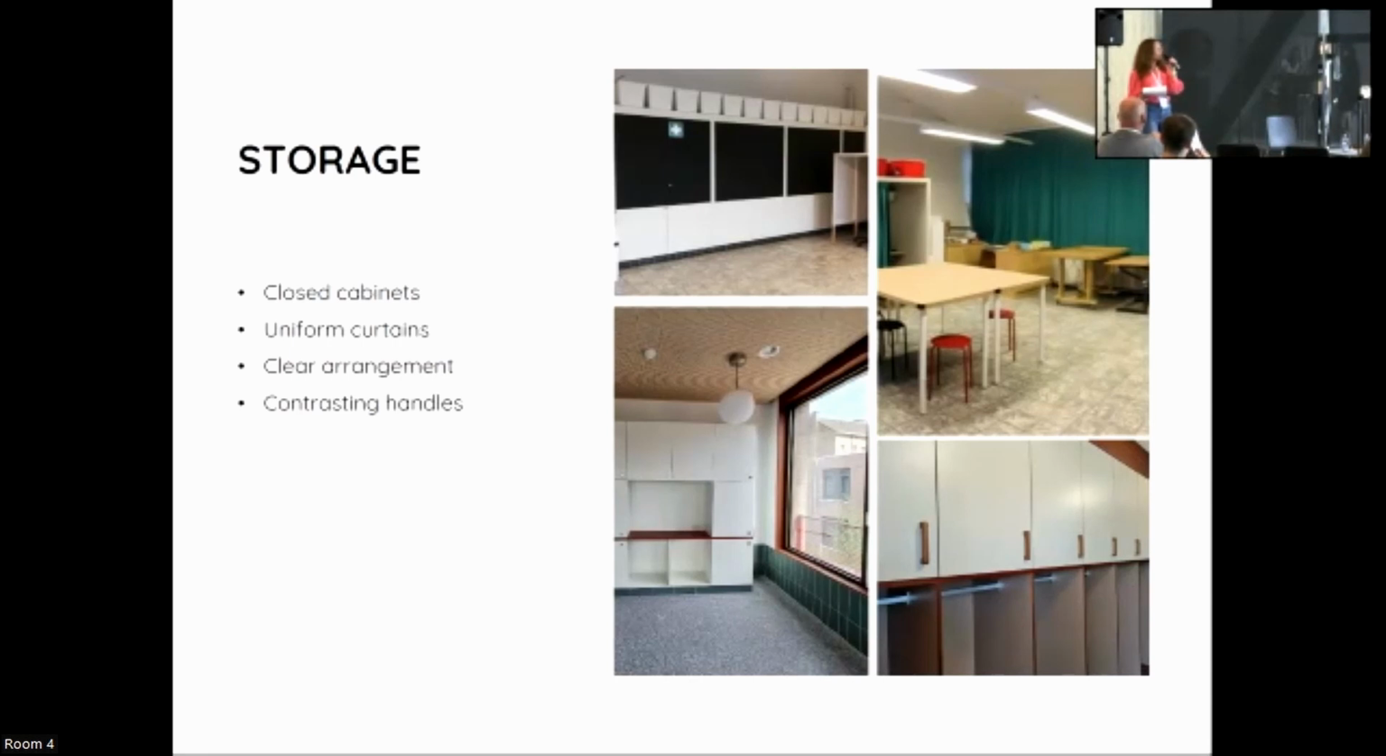Okay, how do we store and organize things in a room? We provide closed cabinets. We use uniform curtains at the windows or to shield a rack if that is necessary. We choose a clear arrangement in the different rooms, and we choose also the contrasting handles.